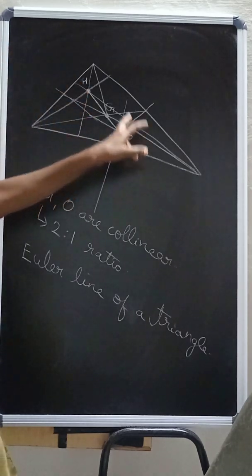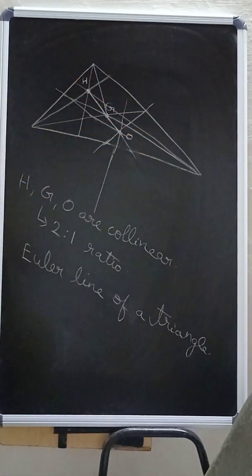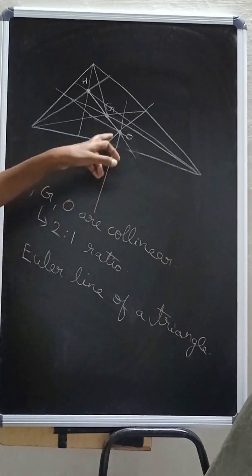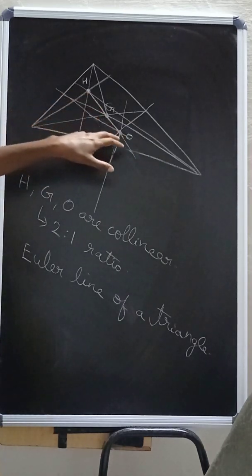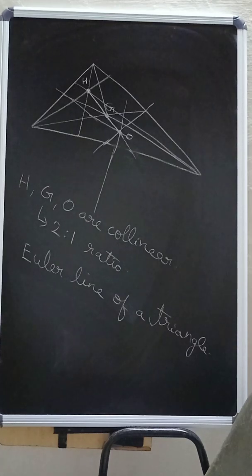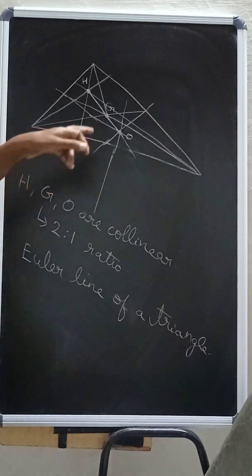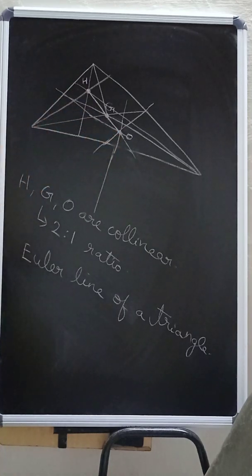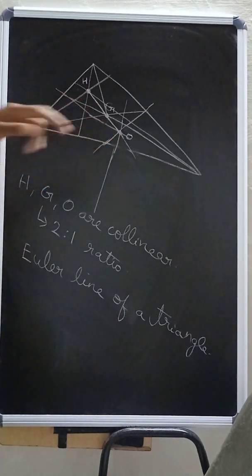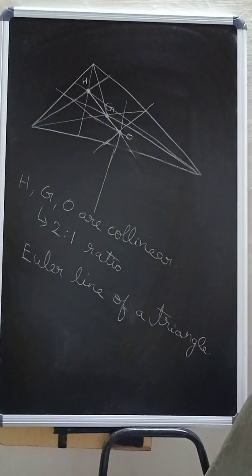Take three perpendicular bisectors of the sides, and those three perpendicular bisectors meet at the point of concurrency called the circumcenter, and it is denoted by the letter O. The H, G and O lie on the same straight line, and this centroid divides the orthocenter and circumcenter in the ratio 2:1 respectively, and this line is called the Euler's line of a triangle.